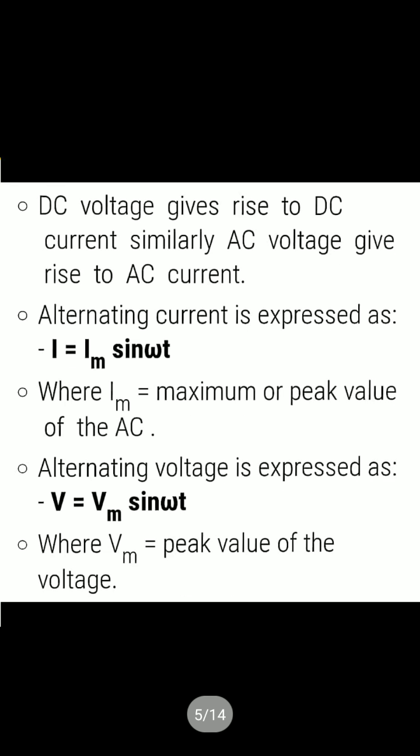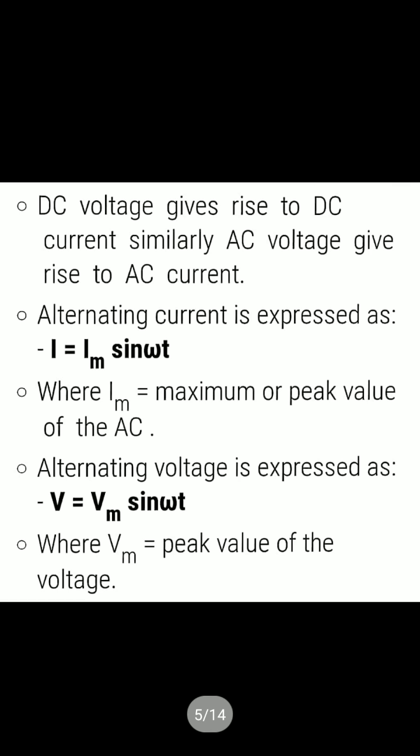Clear? Okay. So DC voltage gives rise to DC current. Similarly, AC voltage also gives rise to AC current. When a coil is rotated in a magnetic field, an alternating EMF is induced in it, and due to that EMF we get an alternating current. So alternating voltage, alternating EMF or alternating current can be expressed in terms of sine.